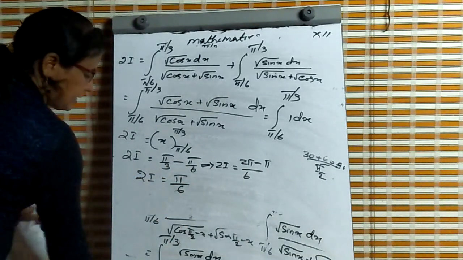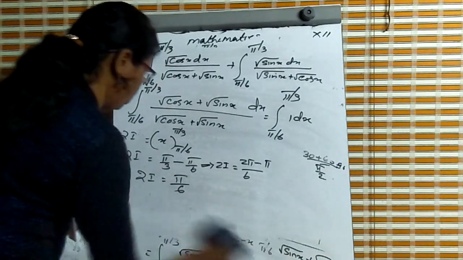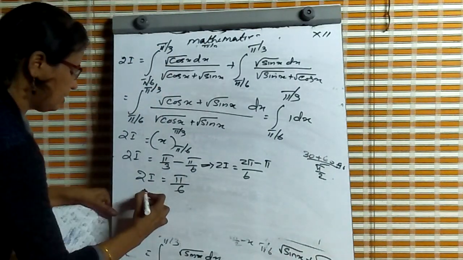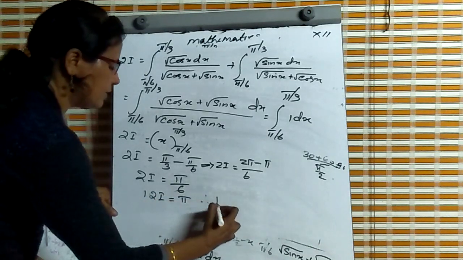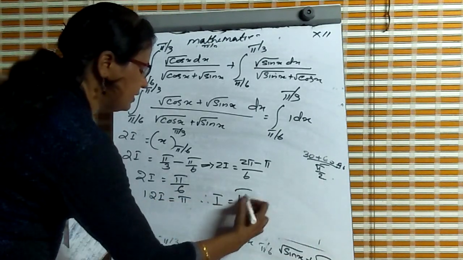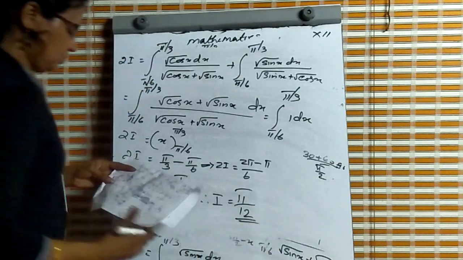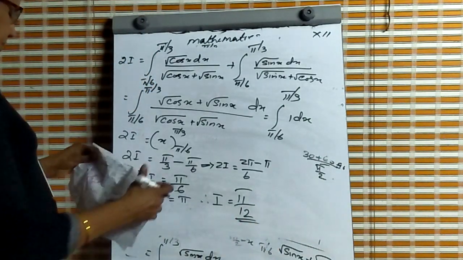Cross multiplication: 12I is equal to pi. Therefore, I is equal to pi divided by 12. So our answer is pi divided by 12.